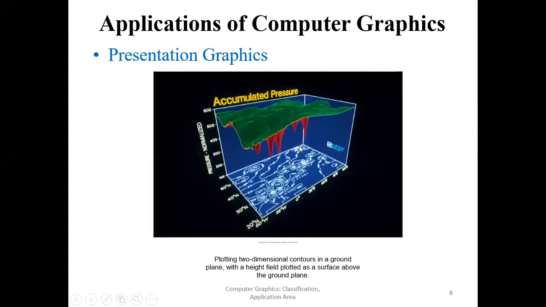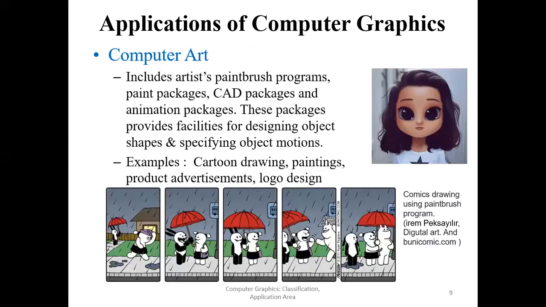Then we can use computer graphics for presentation of simulations. Here, as you can see, we have used graphics to plot two-dimensional contours in a ground plane with height and field plotted as a surface above the ground plane. That means we represent some other data as well in a 3D field.